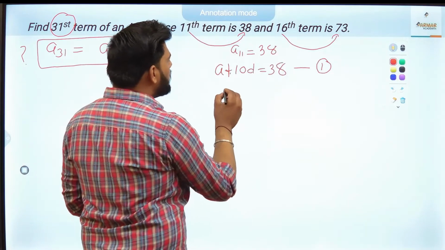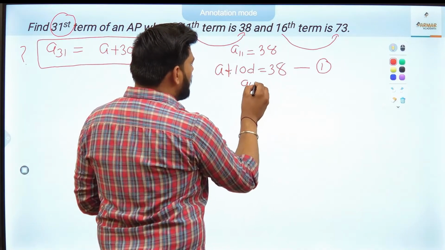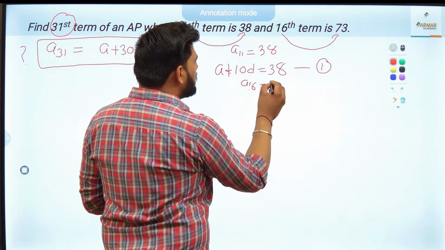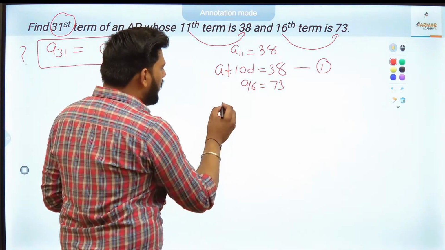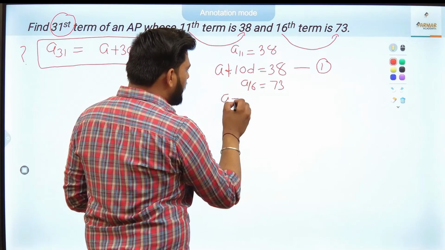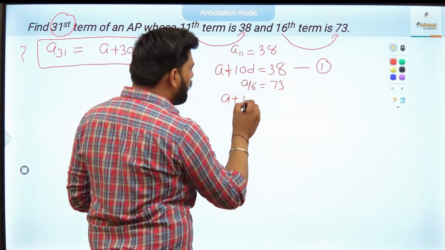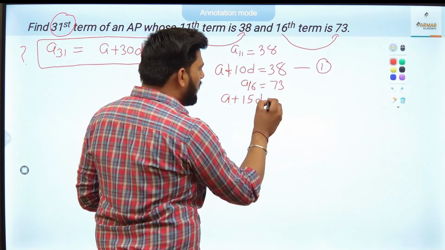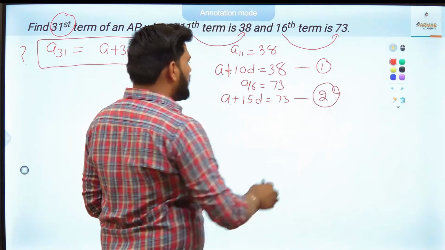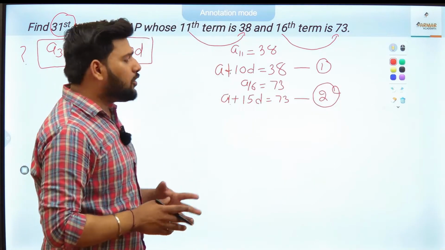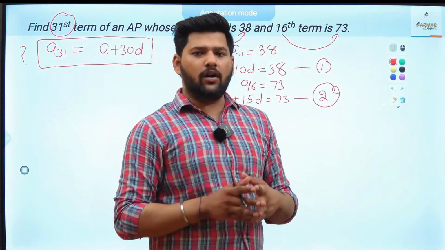What next is given to us? The 16th term, that is equal to 73. Already given to us. Now how can we write the 16th term? That is a plus one less, that is 15 times the common difference, that is 73. So these are the two equations. Now these are two linear equations in two unknown variables.